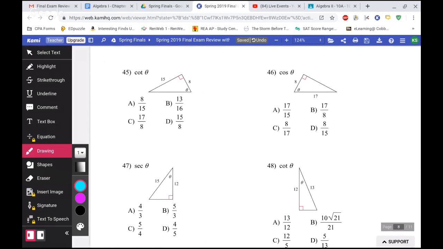Number 45, we're looking for cotangent, and we're actually given, here's where theta is, so you want to think about that. We're actually given both leg measurements with respect to theta. Tangent is opposite over adjacent, so that would be 15 over 8. But you're looking for cotangent, which is the inverse of tangent, which is going to be 8 over 15.